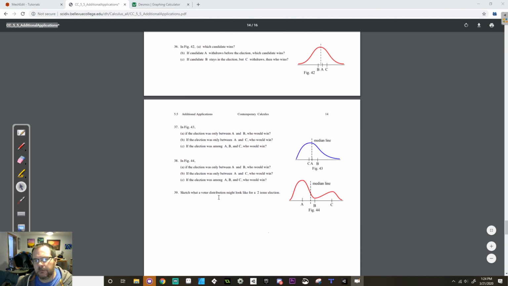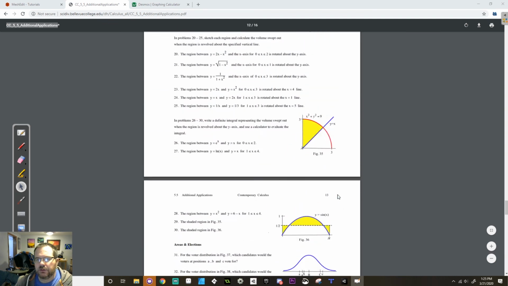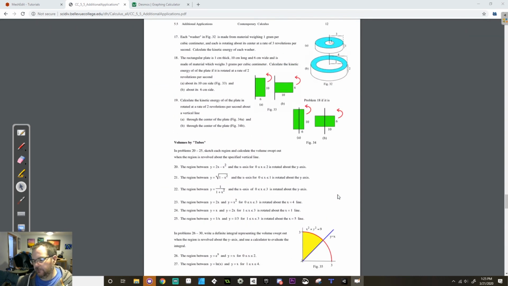And then 39, sketch what a voter distribution might look like for a two-issue election. Spoilers, that would be kind of like two issues. So that should take you through the rest of the assignment for the week, which was 21 through 39 odd. So let me know if you have any questions.